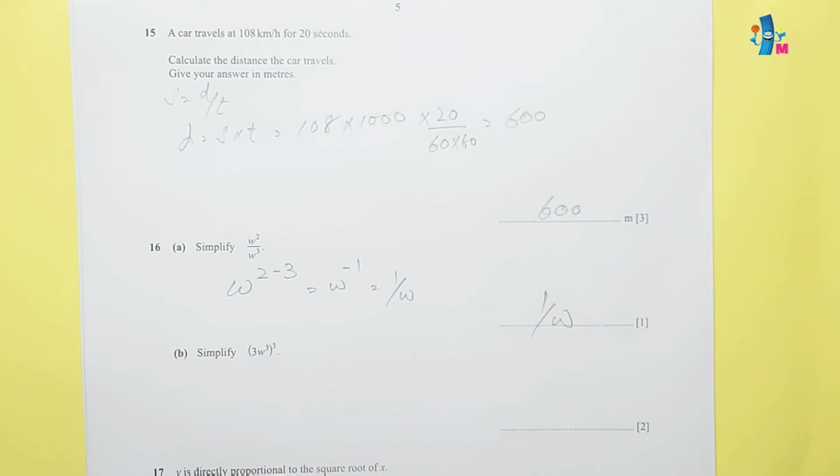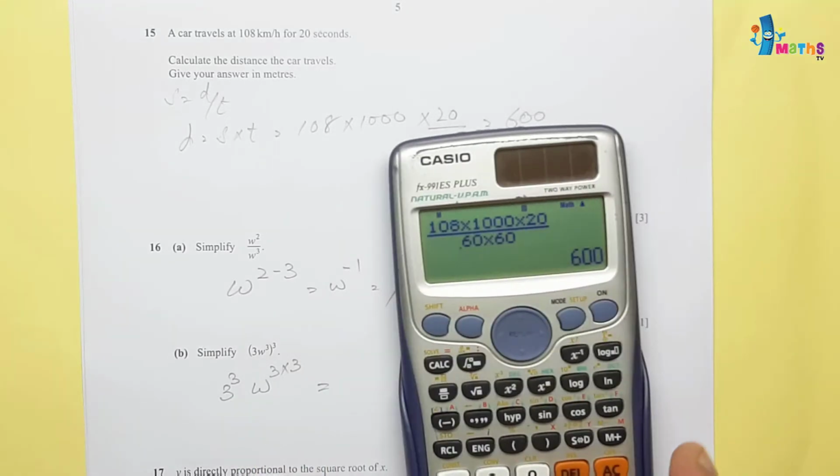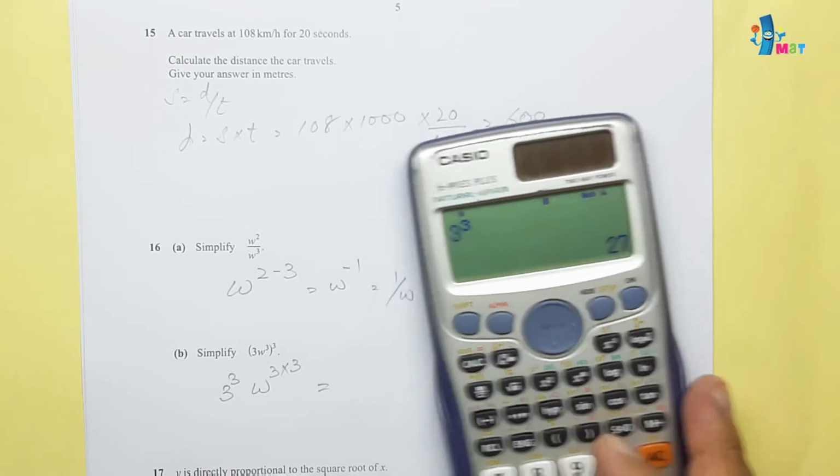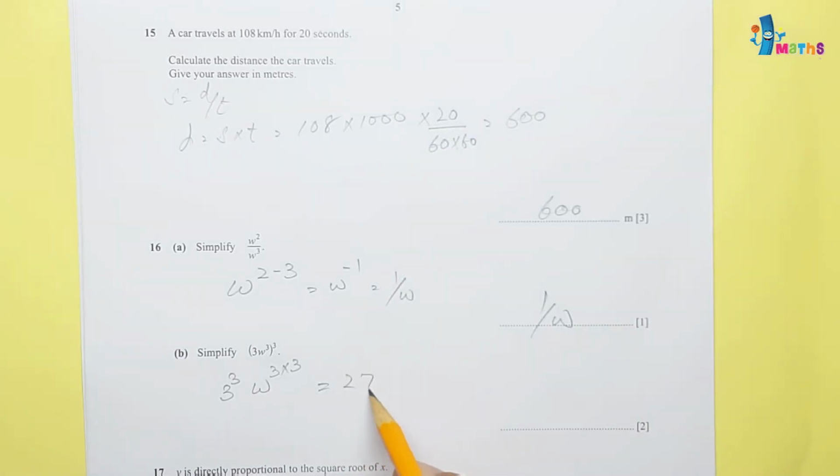This one, simplify, this is the cube of this, so separately we can write 3 cubed and w raised to 3 into 3. 3 cubed will be equal to 27. So 27 w raised to 3 into 3 will be 9. So our answer will be 27 w raised to the power 9.